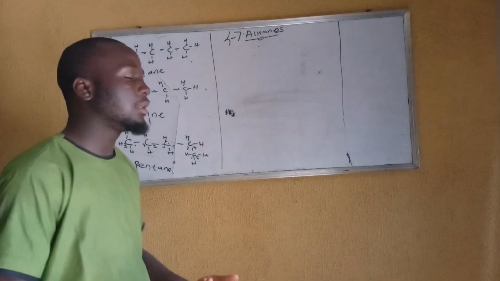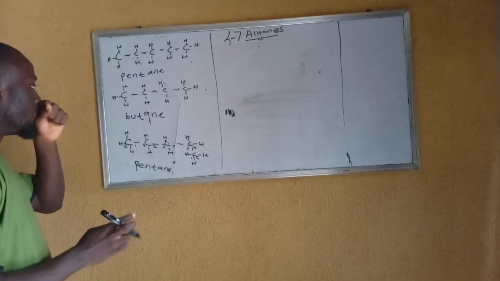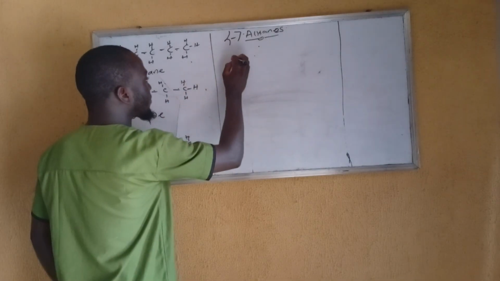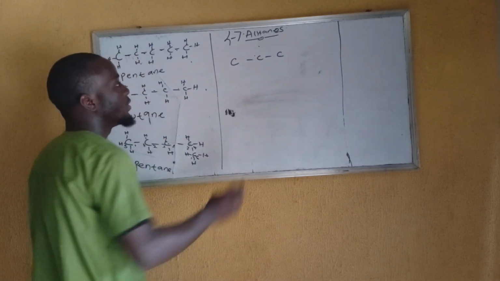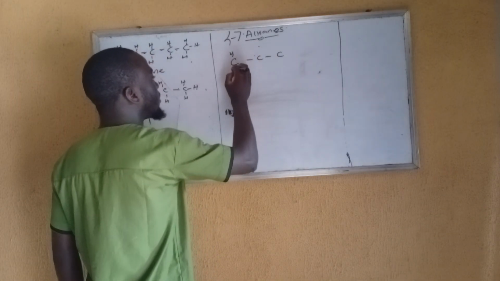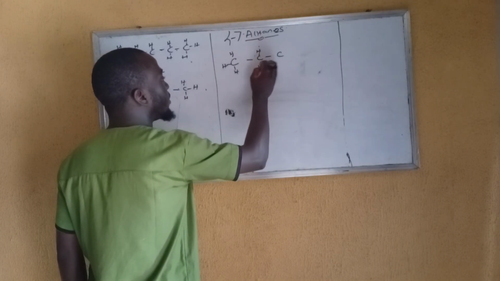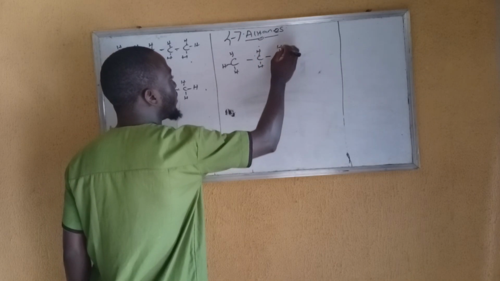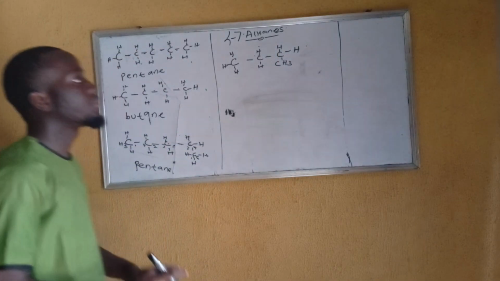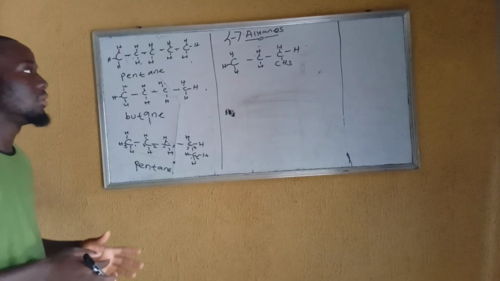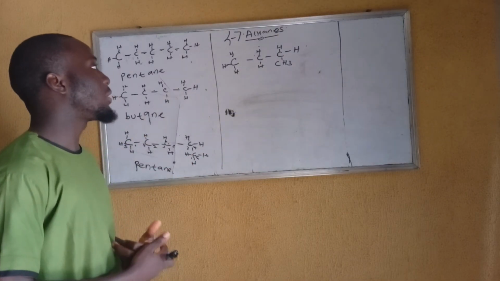How can I write a compound in form of branch, but it won't be as simplified as this. Let's check this out. You can have a compound in this form: C, C, C, and we now have H, H, H, H, H, H dot CH3H. Now, this kind of question might look quite complex.